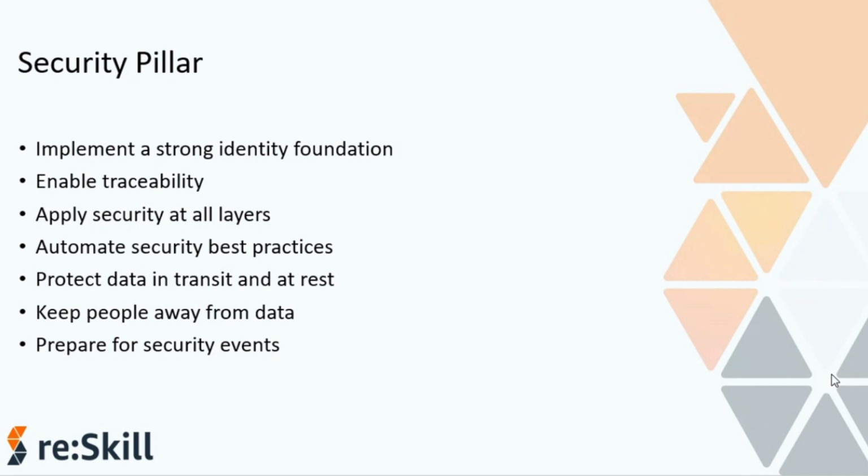Protecting the data in transit and at rest is one of the important things, whether it's an EBS volume, S3, RDS, Redshift, or an EMR cluster. It's very important to encrypt the data at rest as well as in transit. We should try to keep people away from the data. We should put the right mechanisms in place so that people do not directly access the data.